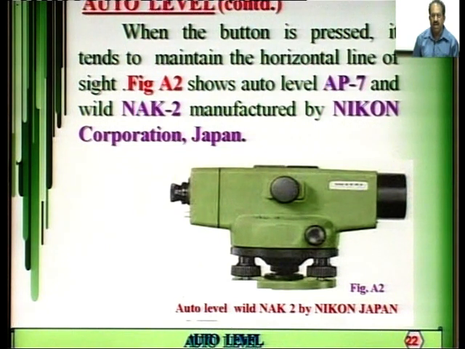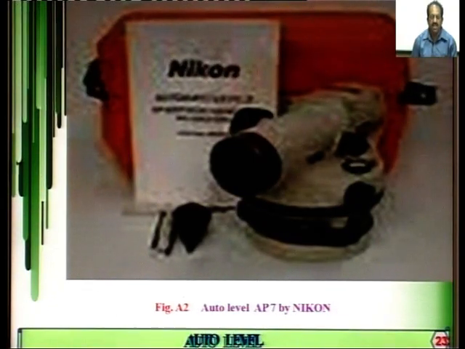So, the following figure shows auto level AP7 and NAK2 manufactured by Nikon Corporation, Japan. These auto levels are now being manufactured in India also, but formerly they were manufactured in Japan and other foreign countries. So, these are the figures of Nikon NAK2 and AP7 by Nikon. On your monitor screen, this is the image of the auto level AP7 which is manufactured by Nikon Corporation, Japan. Nowadays these instruments are manufactured in India also, and formerly they were imported from other countries.